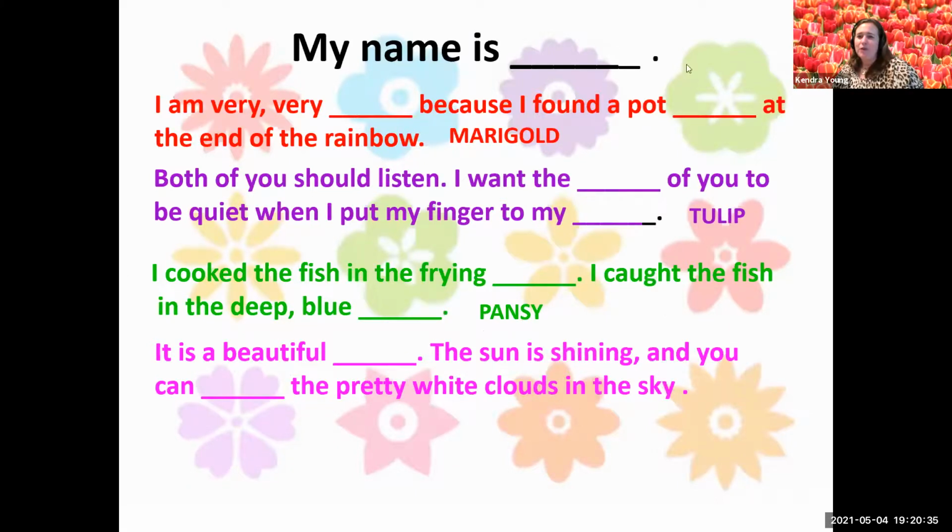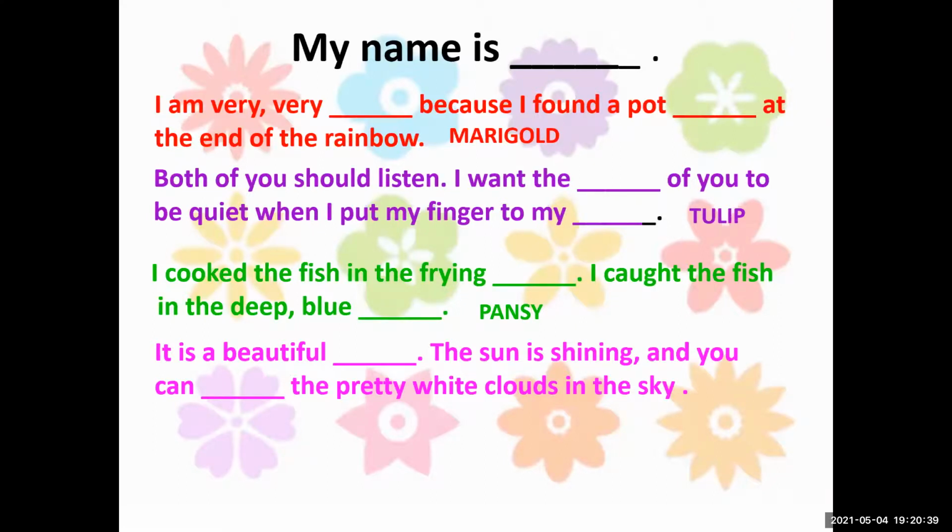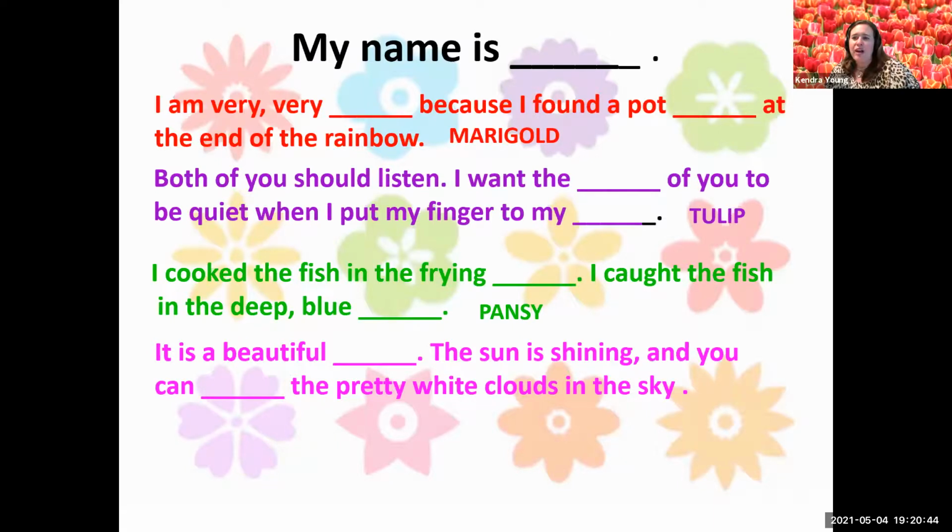It's a beautiful sunrise, okay? It's a beautiful day. It's a beautiful day. The sun is shining and you can see the pretty white clouds in the sky.